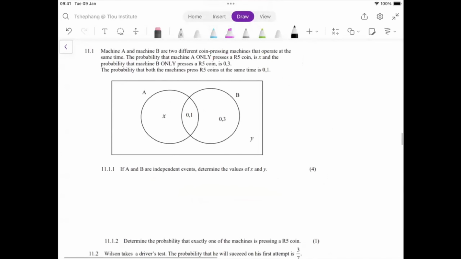Now they're saying machine A and machine B are two different coin pressing machines that operate at the same time. The probability that machine A only presses a 5 Rand coin is X. And the probability that machine B only presses a 5 Rand coin is 0.3. The probability that both the machines press R5 coins at the same time is 0.1. Now, 11.1.1. If A and B are independent events, determine the values of X and Y.